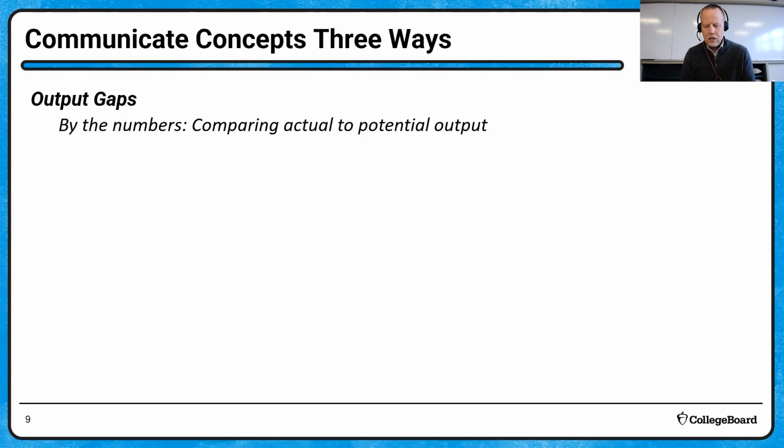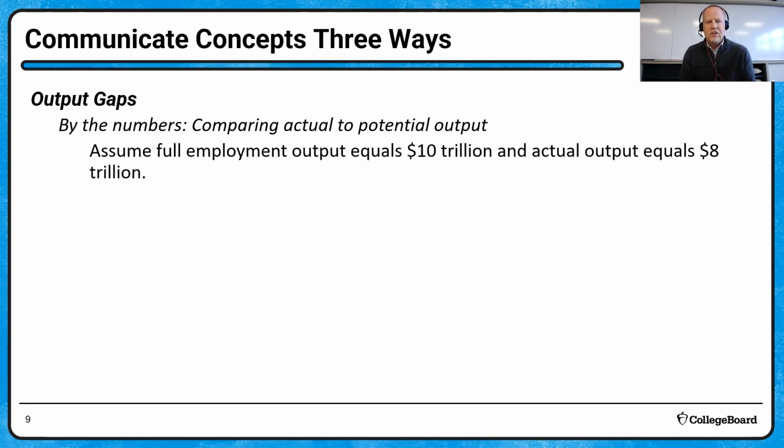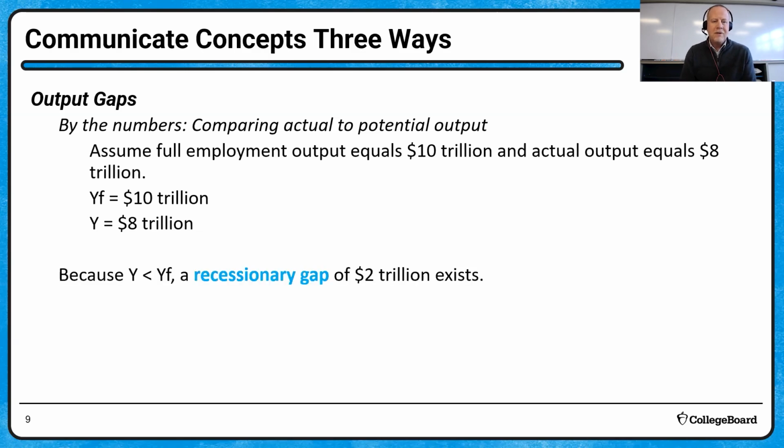By the numbers. The most obvious way that we're going to do this, and we'll do this quite often, is comparing actual to potential output. Here's an example, hypothetically. Let's assume that full employment output equals $10 trillion, yet we're currently producing $8 trillion worth of goods. Can we calculate an output gap from this data? So we have a full employment output level of 10 trillion. We have a current or actual output level of 8 trillion. The way we would interpret this is to say, because our current output is less than full employment, a recessionary gap of $2 trillion exists.